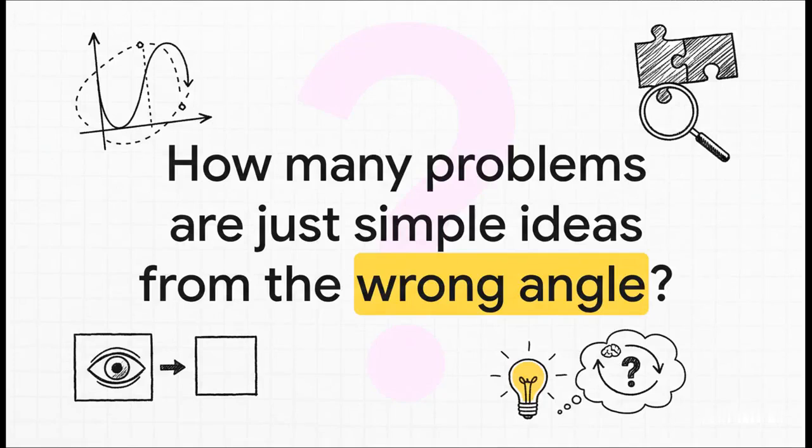So it kind of leaves you with a final thought, doesn't it? If a simple rotation can turn a confusing equation into a familiar shape, well, how many other problems out there, in science, in art, even in our own lives, are just simple ideas that we happen to be looking at from the wrong angle? Change your perspective, and you just might solve the puzzle.